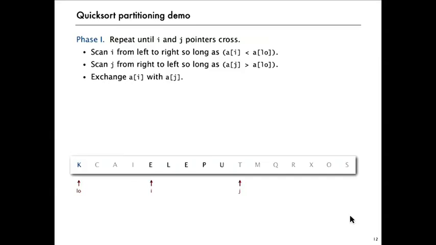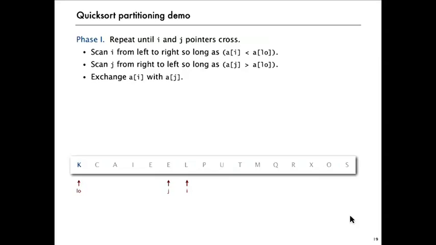So exchange them, increment I as long as it's less, stop at L. Decrement J as long as it's greater, stop at E. Those two elements are out of position, so exchange them. Now increment I, stop at the L, which is greater than K. Decrement J, stop at the E, which is less than K. And now at this point, the partitioning process is complete because the pointers have crossed and we've looked at everything in the array. In fact, J points to the rightmost element in the left subfile.